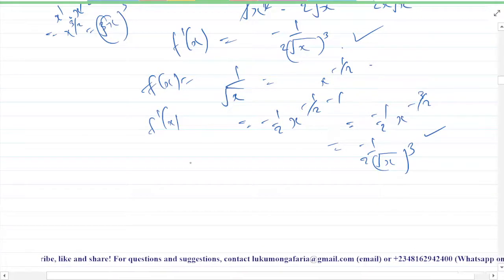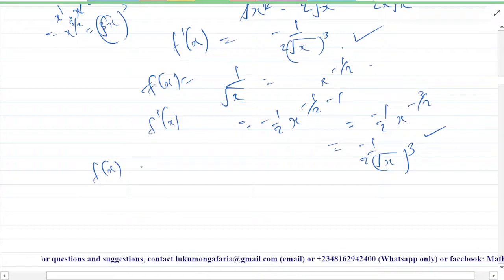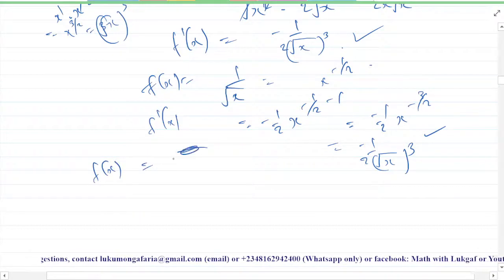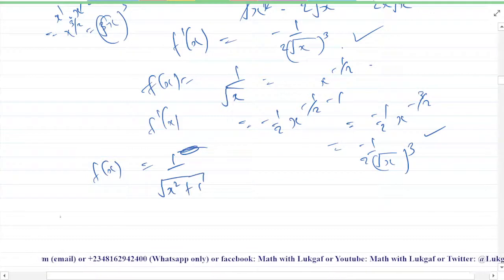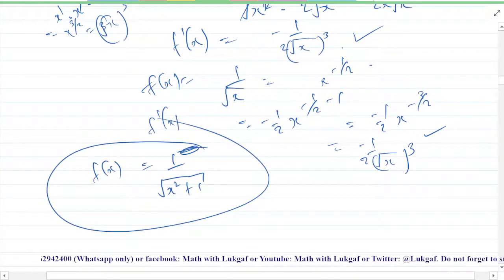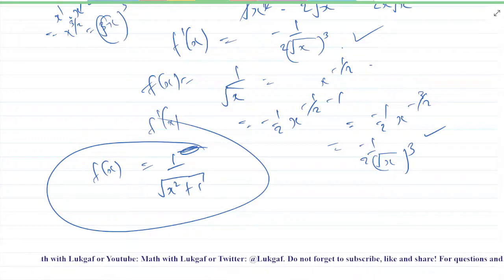So if you understand that, I challenge you to find the derivative of this function: 1 divided by square root of x squared plus 1. So f of x is equal to 1 divided by square root of x squared plus 1, and put your answer in the comment box.